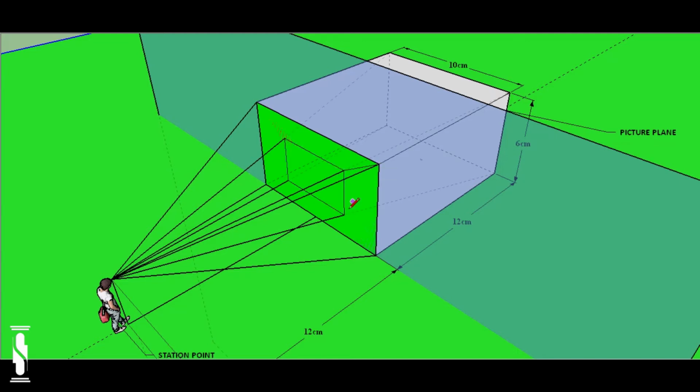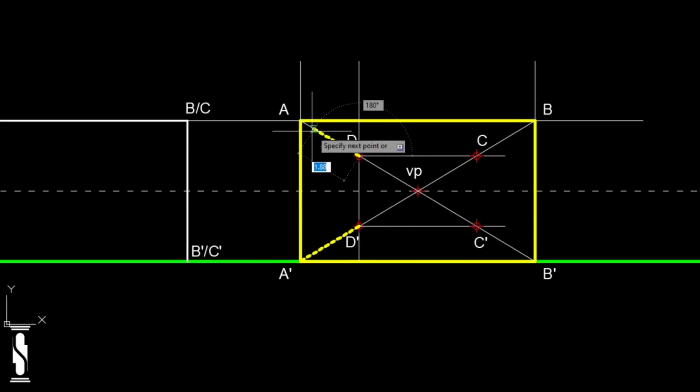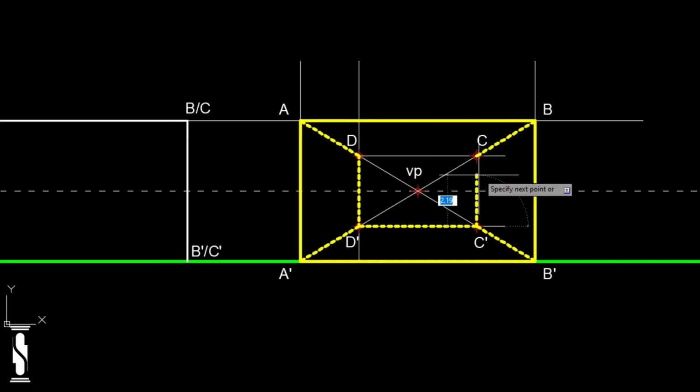In today's tutorial, we are going to learn the basics of one-point perspective. So without any further delay, let's get started.